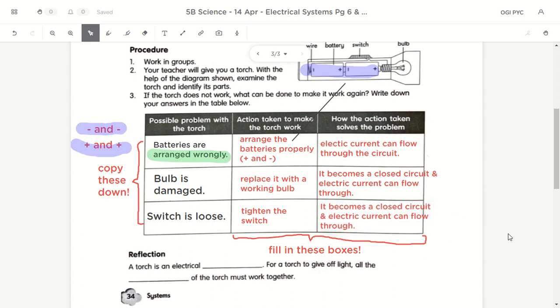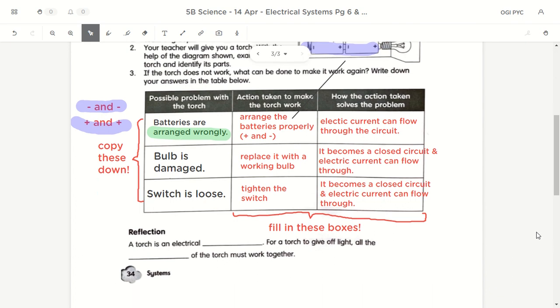Okay, so once again, if the switch is loose, all you need to do is to tighten the switch. When you tighten the switch, once you close it, it will become a closed circuit, and then electric current can flow through. Okay, simple as that. The last two parts on reflection are quite simple.